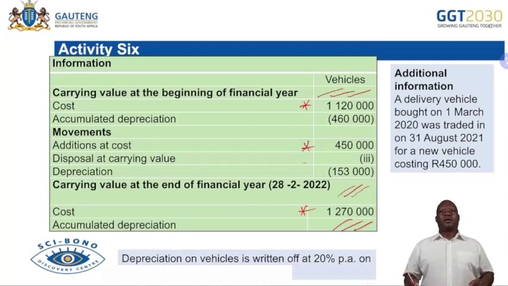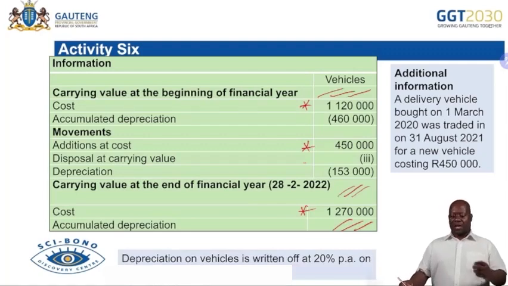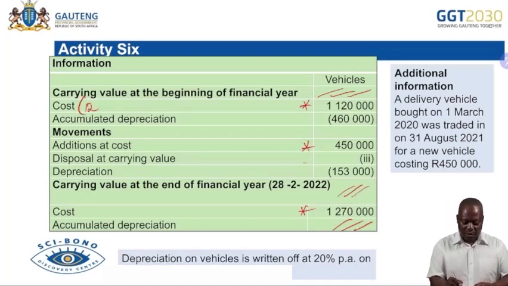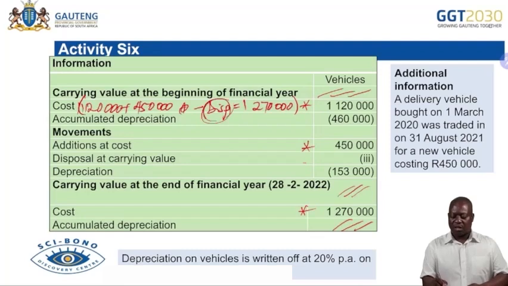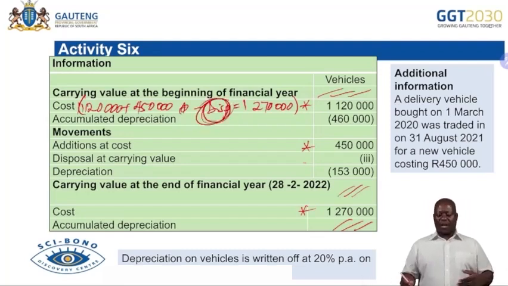I think because we have been doing this for some time now, you can get my drift. I'm simply saying we are starting with 1,120,000 and we are adding 450,000. And we have got a disposal that is taking place. We don't know how much it is. And it's going to give us 1,270,000 at the end. Now, if we are going to factor out disposal and make it the subject of the formula, we can easily find the cost price of the asset that is being disposed.